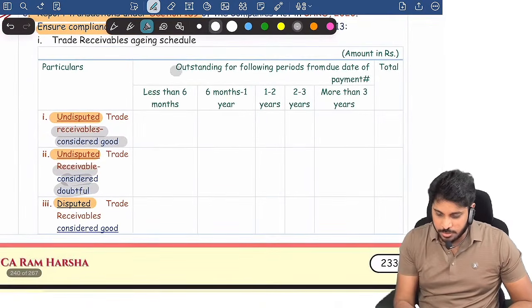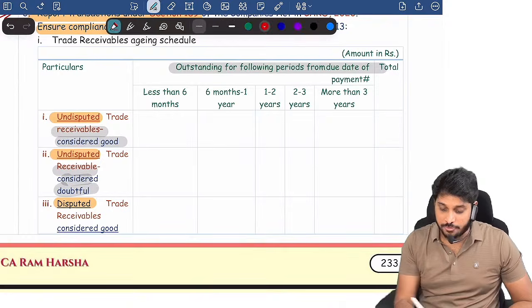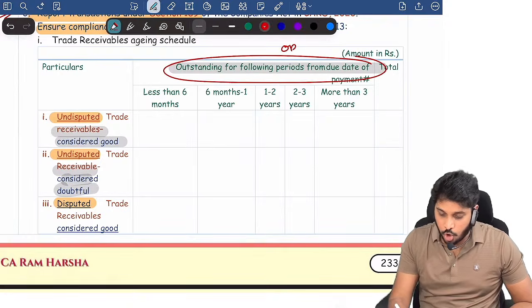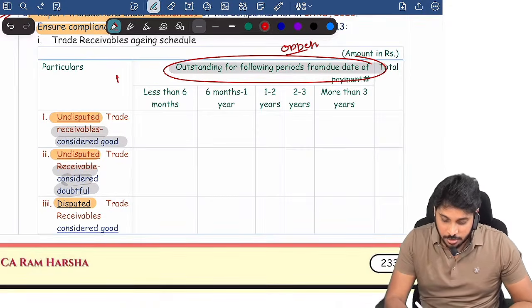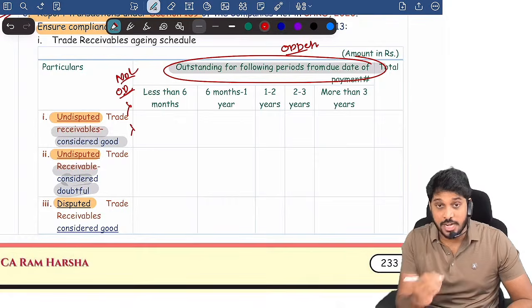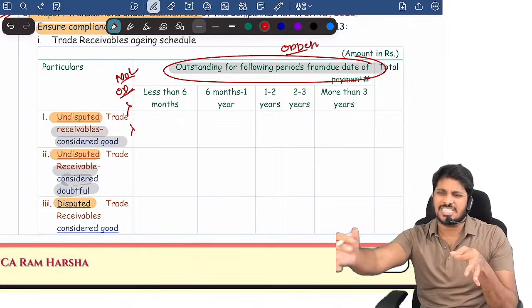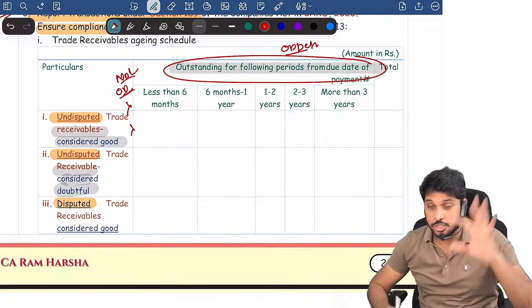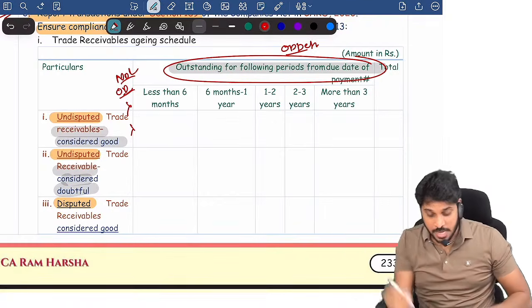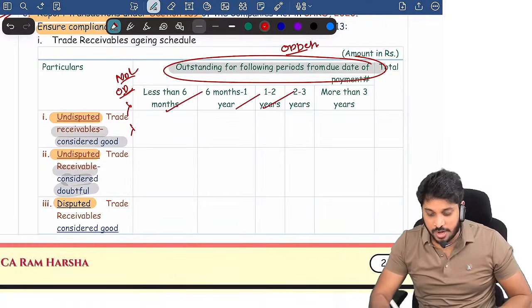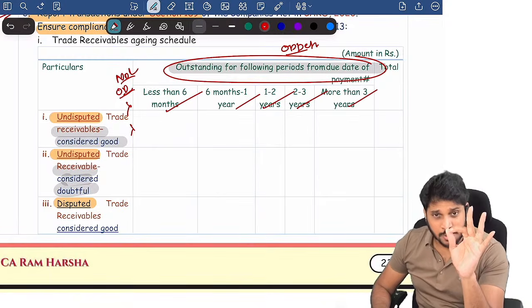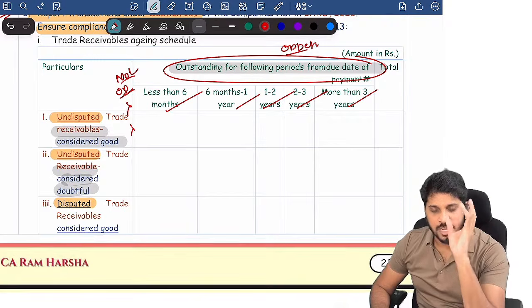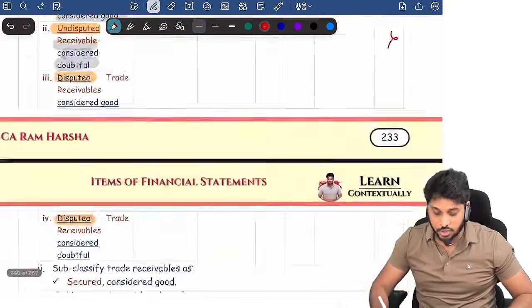Now here, how much is outstanding from the due date of payment? This is only for overdue debts, guys. First you should show net debtors not overdue. How much is not yet overdue? Meaning as on 31st March the debtor is still within the due date. Not overdue, how much? Overdue: up to 6 months, 6 months to 1 year, 1 to 2 years, 2 to 3 years, and more than 3 years. And accordingly, we should show the breakup like this.